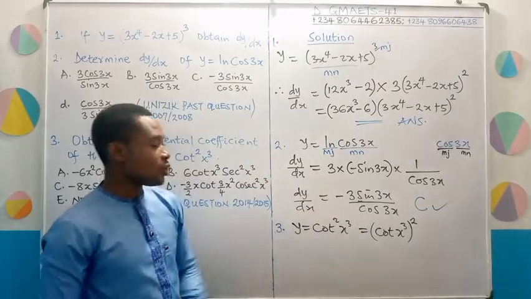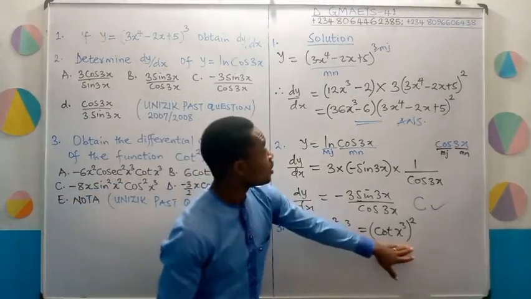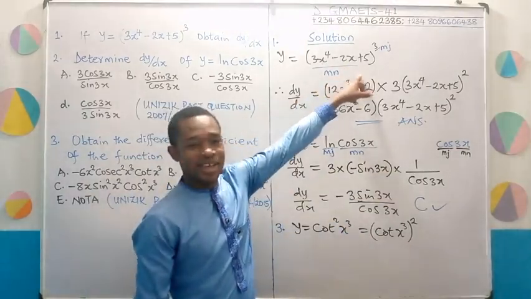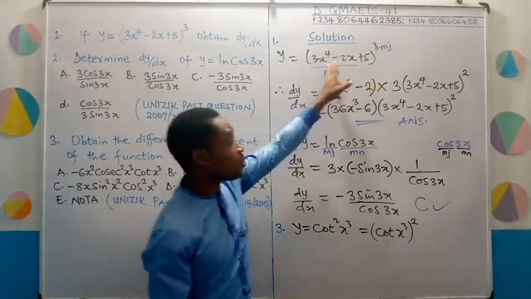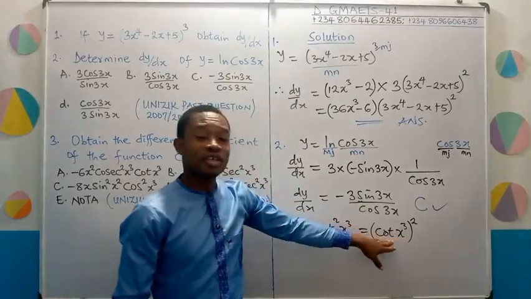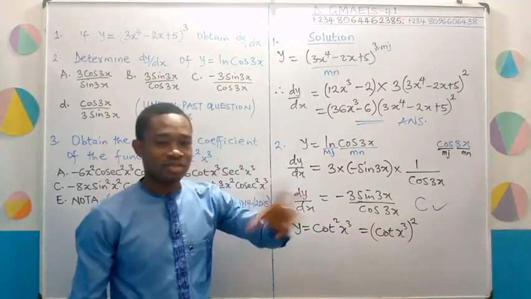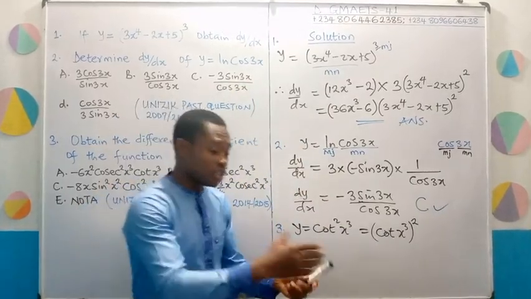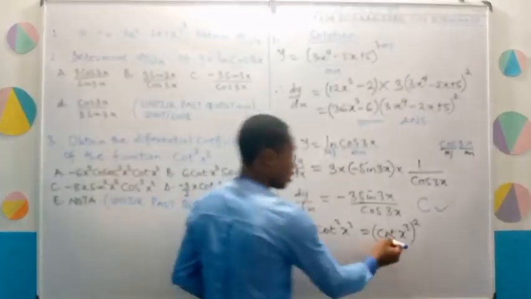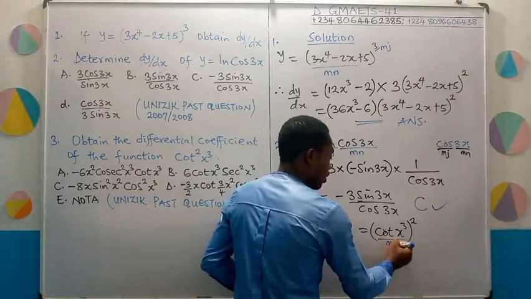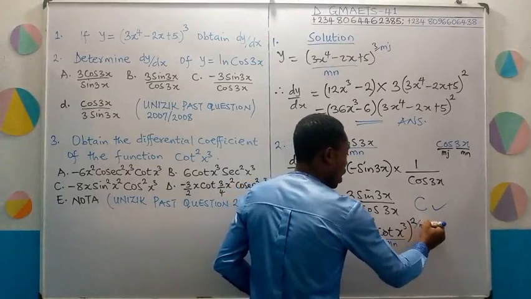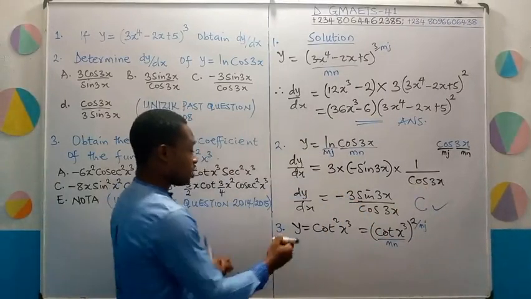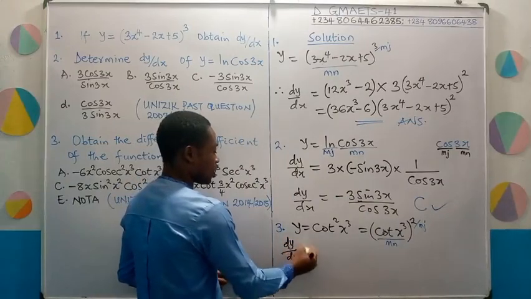Now, how do we differentiate this? If you look at this question, it is something like this. The only difference is that this bracket here is a polynomial, and this bracket here is a trigonometric function. Are you following? But we're going to use the same pattern, where you differentiate the minor and differentiate the major. So, this is our minor, and then this power is our major.